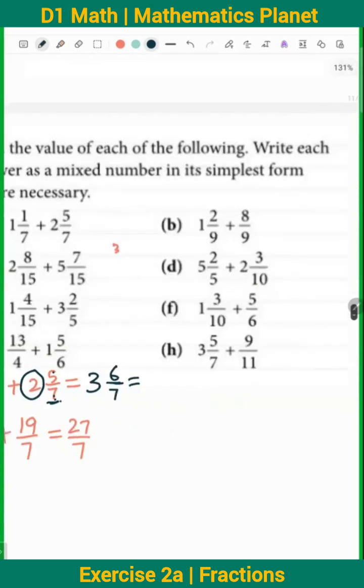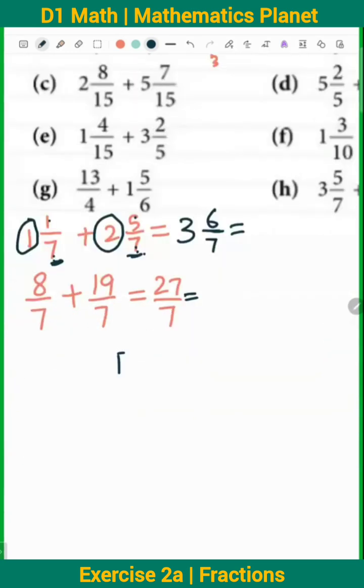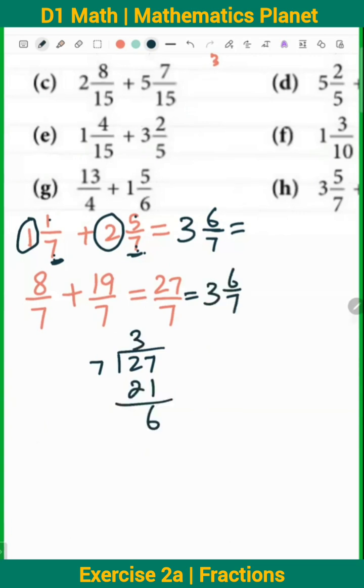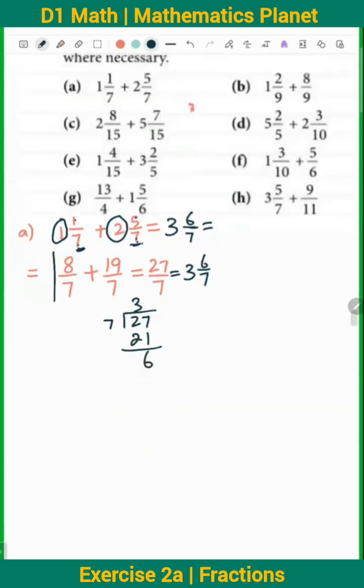Now we can check if we convert this into the mixed number. 27 by 7. What will we get? 7 times 3 is 21, remainder 6. So if we convert it into the mixed fraction, we will get 3 whole 6 by 7. So what is the way? You can also do it in this way. First of all, convert the mixed fraction into improper, then get the answer, then go back to the mixed number. But you can also directly write in the mixed fraction by adding the whole numbers and adding the fractions. Got it?